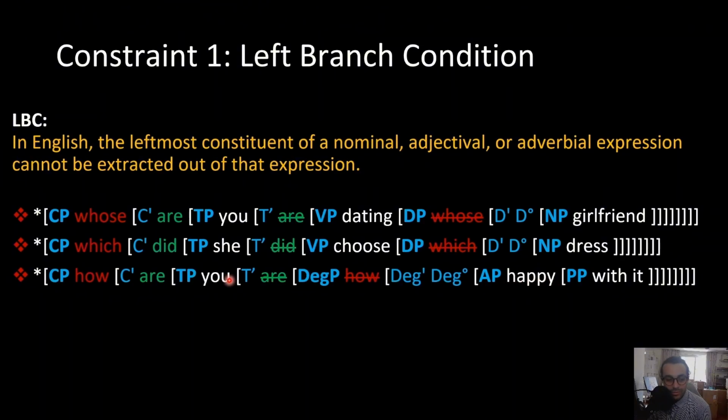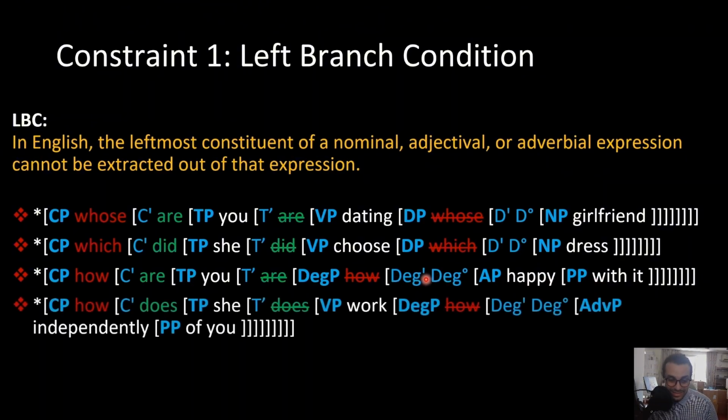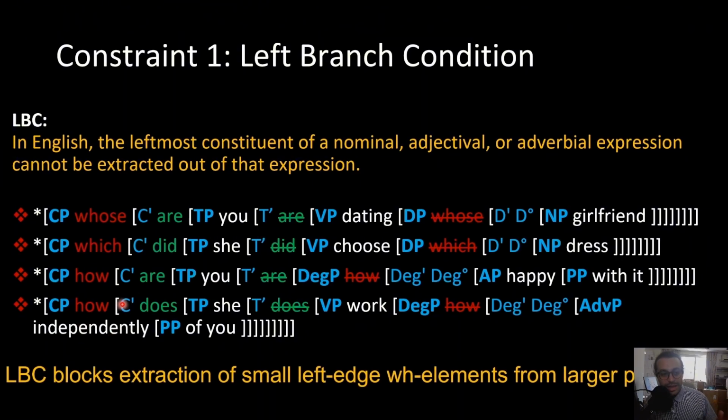Here we have an adverb phrase with how. As you can see here, we have our degree phrase, and the leftmost element of the degree phrase is how. And because we've moved it from the leftmost position of an adverbial phrase, the derivation again is deemed ungrammatical. Another one here with an adverbial expression: how independently of you. We've extracted the how, moved it to the CP. Again, it fails because it is the leftmost constituent of an expression. So the LBC, or the left branching condition, blocks extraction of a small left edge WH element from a larger phrase.